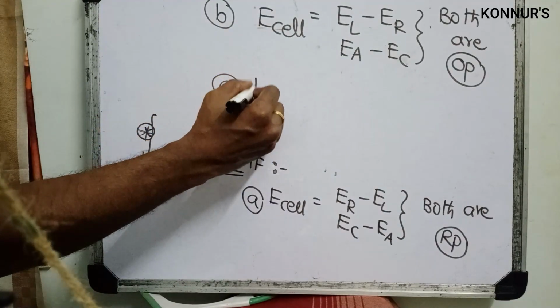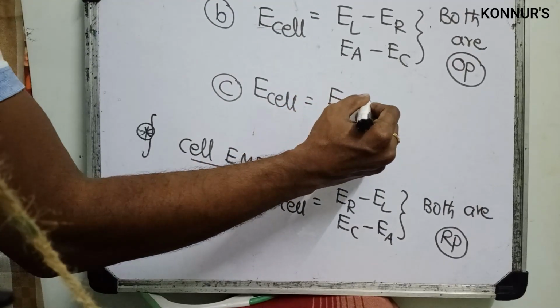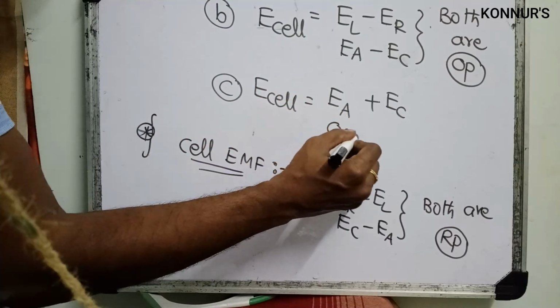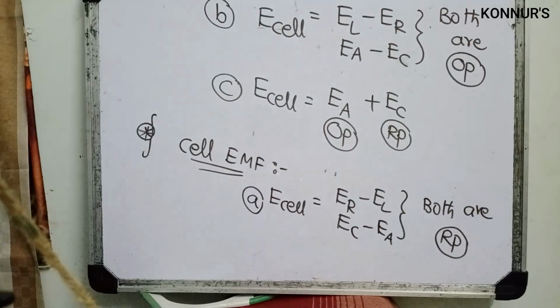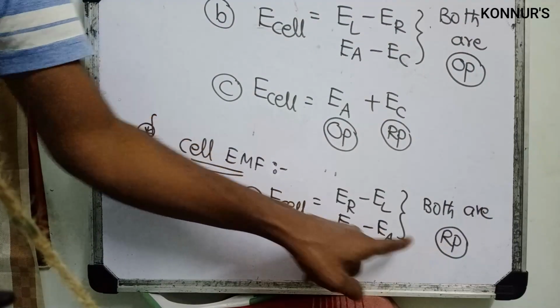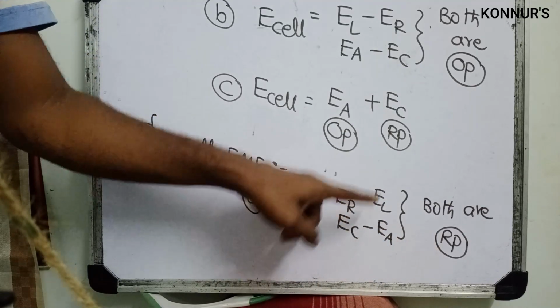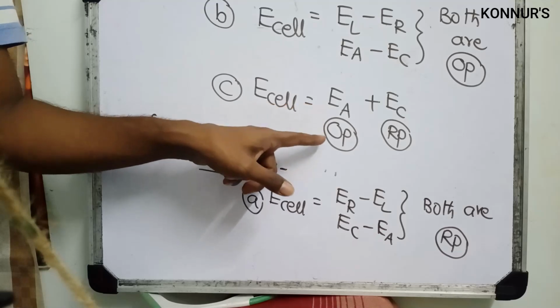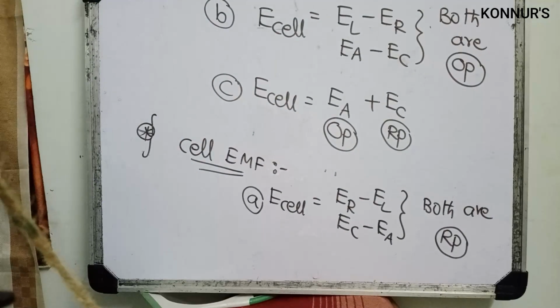Next, the third one: E cell equals E anode plus E cathode. You take this when the anode is given as oxidizing potential and the cathode is given as reduction potential. So you must concentrate on which values are given. If anode and cathode are both given as reduction potentials, you take the first one. If both are given as oxidizing potentials, you take the second one. If one is an oxidizing potential and the other a reduction potential, you add both. These are very, very important in your problems.